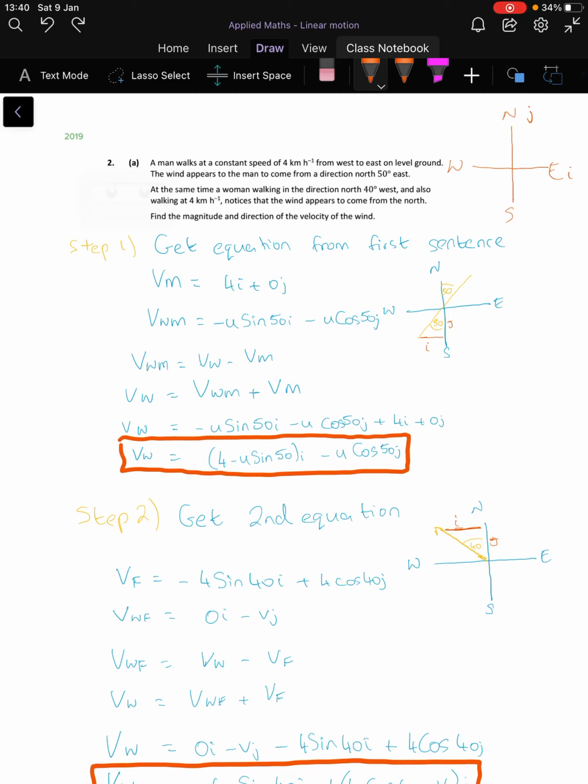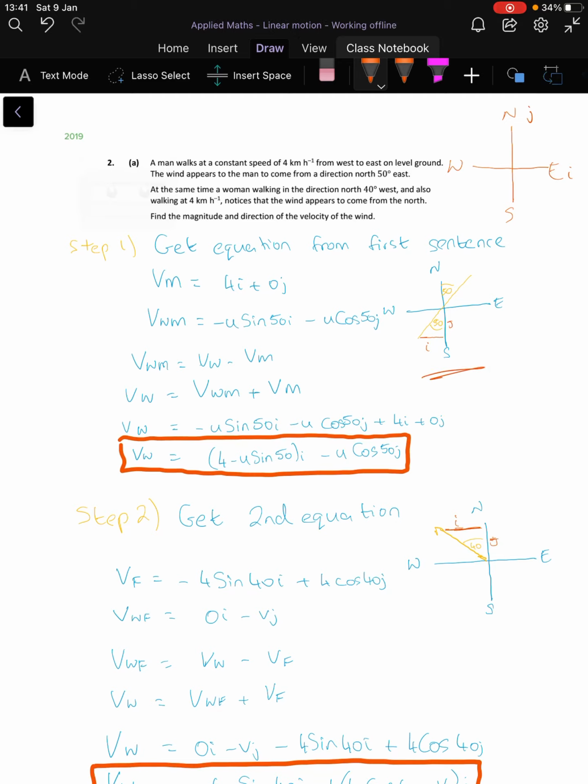And how we find that is we're saying that this is the velocity of the man. So if I go over to my equations, which is here, I can see that the velocity of the man is going to be 4i because he's going in a positive direction, 4i. And then there is no talk of him going north or south or at any specific angle, so it's plus 0j. The second bit there says that the wind appears to the man to come from a direction of north 50 degrees east.